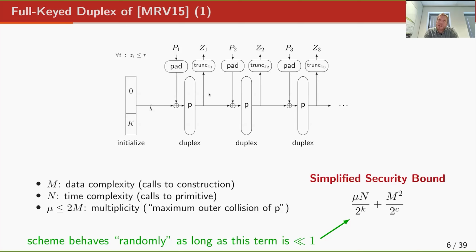But if you think about this, if the attacker can initialize the state, it can make a duplexing call, it learns R bits of the output, then it can make a new initialization, it can make the same duplexing call, but use the outcome of the previous round to wipe the outer part of the state. This increases the multiplicity. So the multiplicity could technically be quite large.